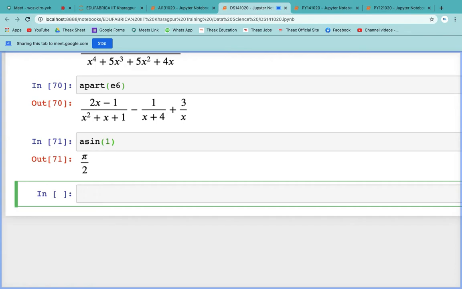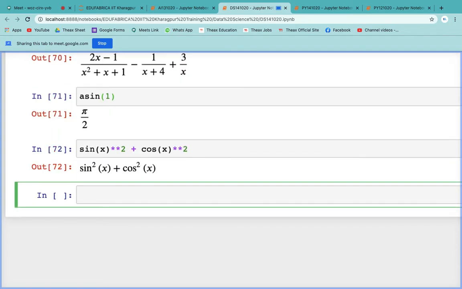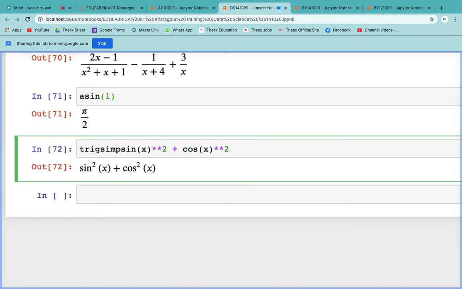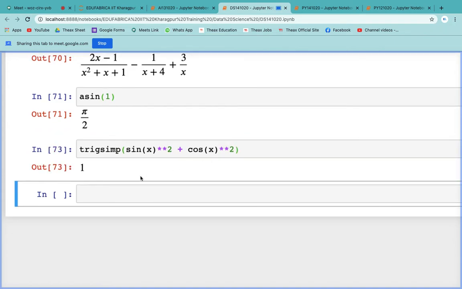For solving trigonometric identities, sometimes you can use simplification, sometimes you can use trigsim. You can use this for solving any trigonometric things. Like if I say sine squared x plus cos squared x, this value is equal to 1. But for getting the result, for solving other trigonometric identities, we use trigsim, and you get the result that is equal to 1. So can we use simplify? We can use that too.